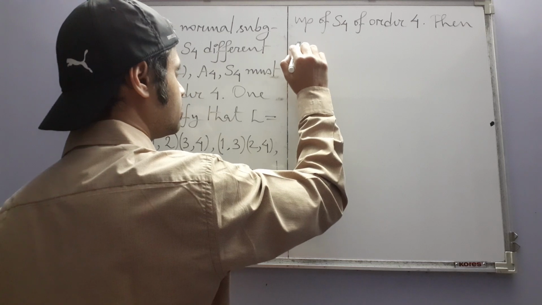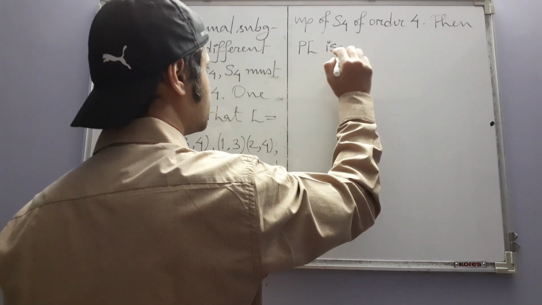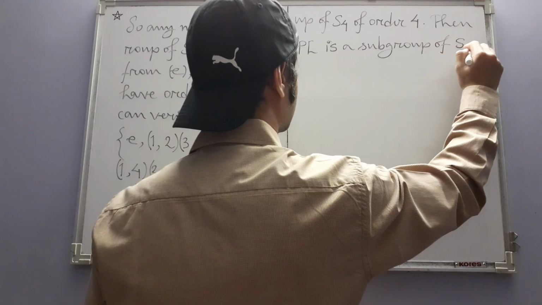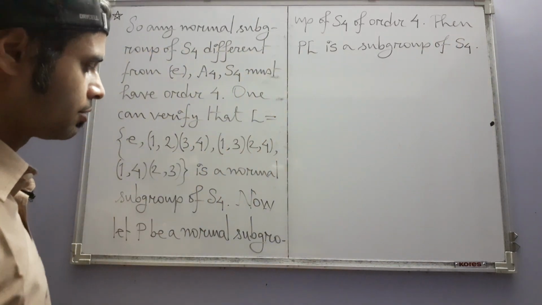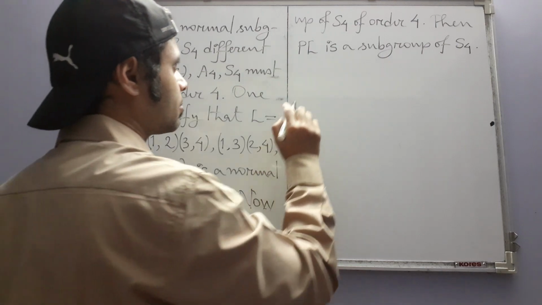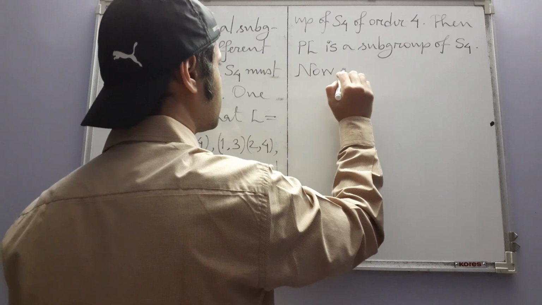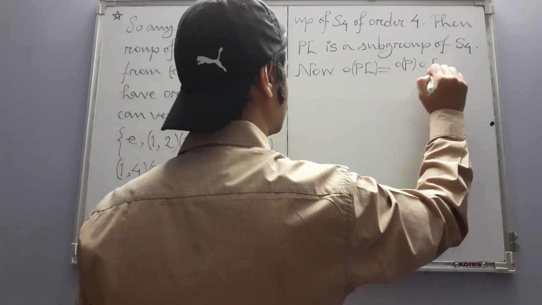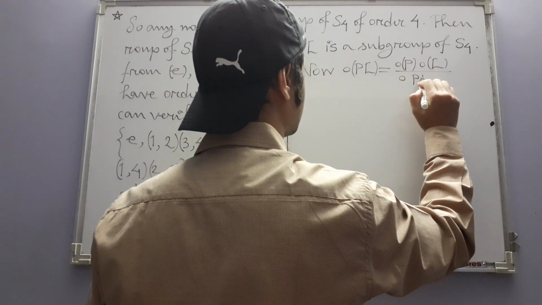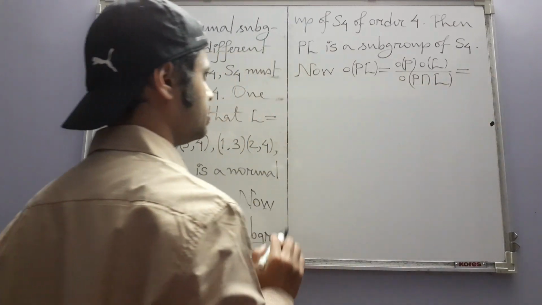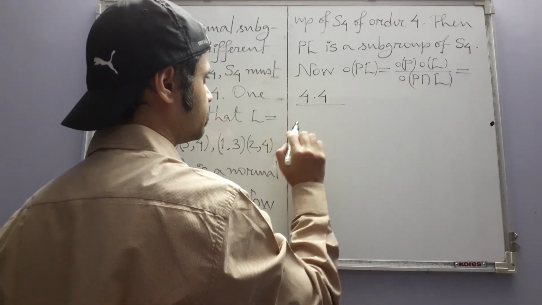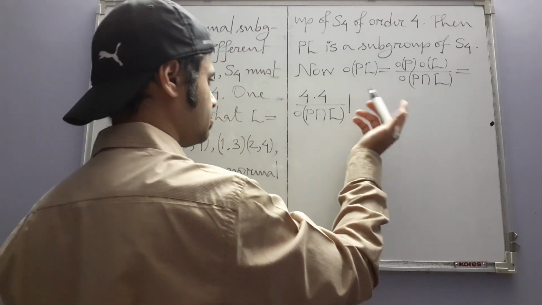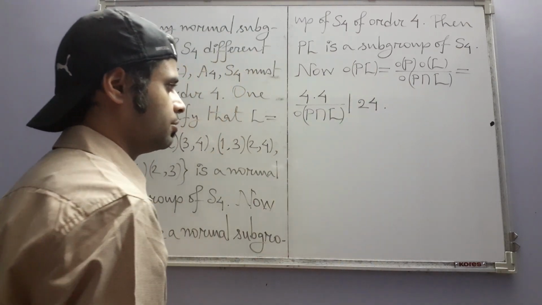Then PL is a subgroup of S4, again for which we have used the normality of L or the normality of P. Now the order of PL, like before, is 4 times 4 divided by the order of the intersection, and this should divide the order of S4, which is 24.